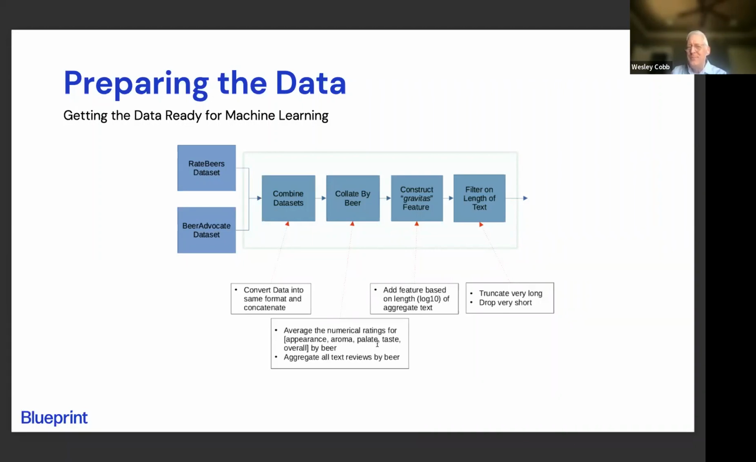And that's the basic idea: that number characterizes how much data was in there for that particular beer. So a big number means that there was a lot of data. A small number means there wasn't very much. And then we're also going to do a filtering after all of that.